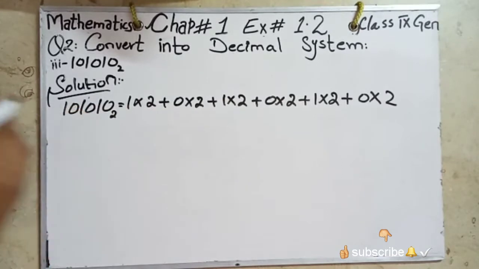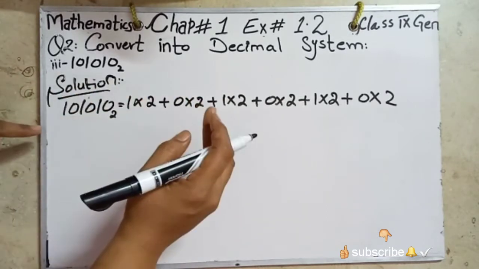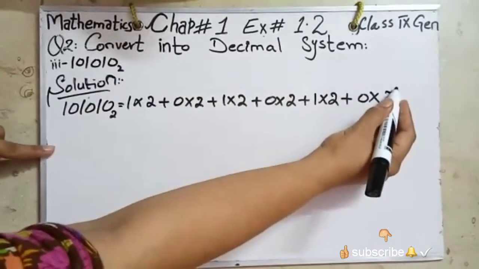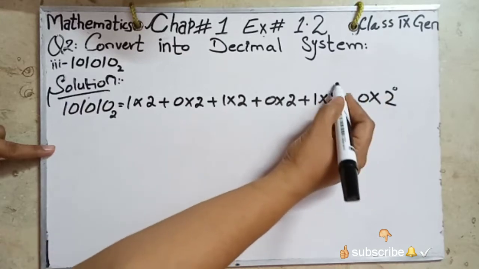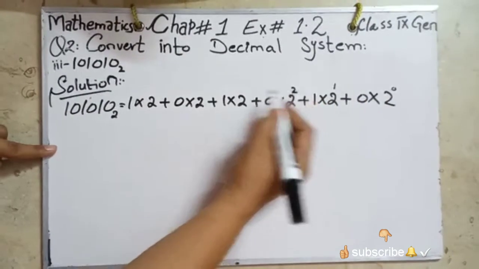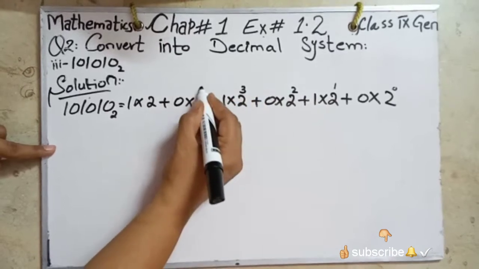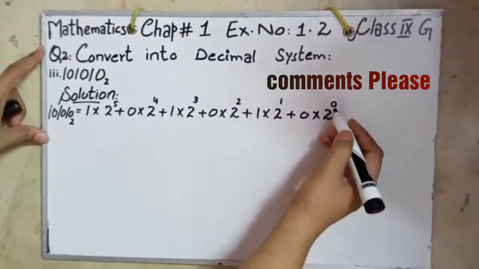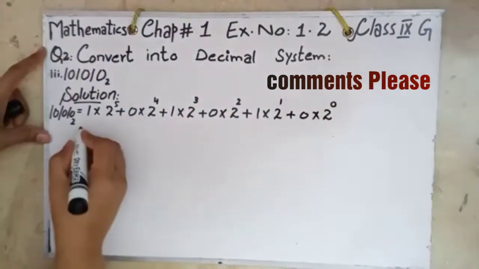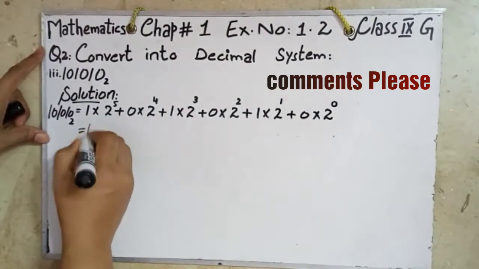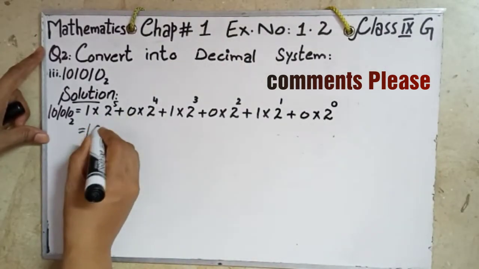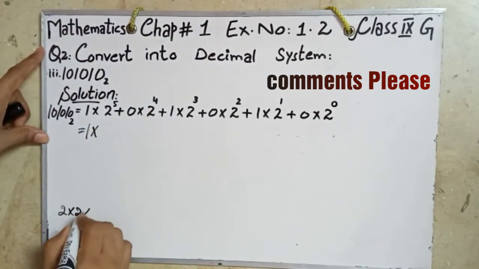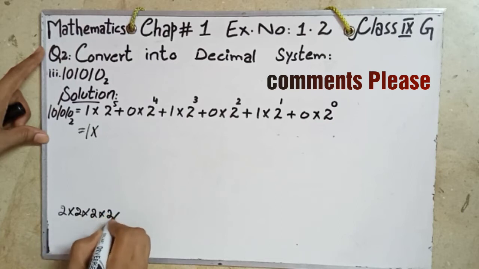First part finished, left to right side. Now we put the powers right to left side: power 0, power 1, power 2, power 3, power 4, power 5. Finished first part, first step. Second step, 2 power 5. So 2 multiplied 5 times: 2 times 2 times 2 times 2 times 2.